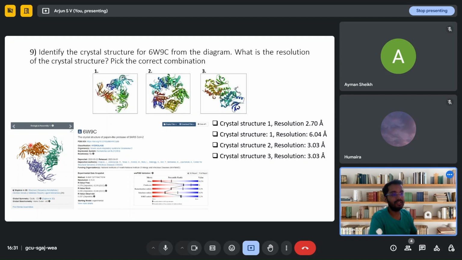So if you see the structure, it almost resembles the first structure rather than the second or the third structure. So the correct crystal structure will be 1, and for the resolution, you go to this experimental data snapshot where the resolution will be given as 2.7 angstroms. So the correct option is crystal structure 1, and resolution is 2.7 angstroms. Angstrom is nothing but 10 power minus 10 meters.